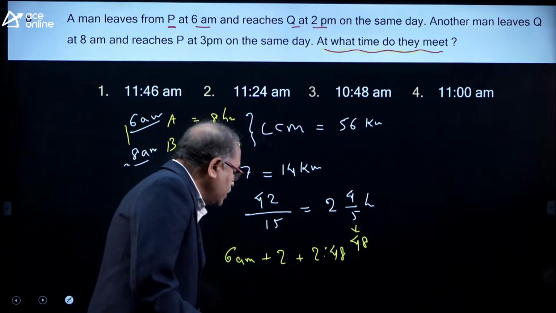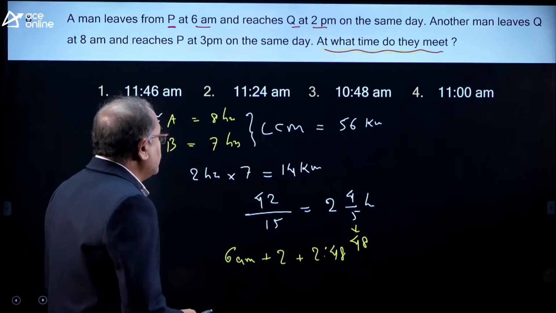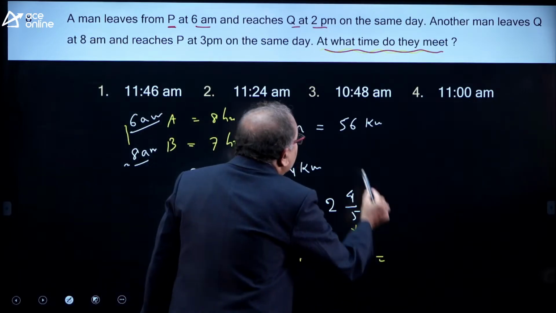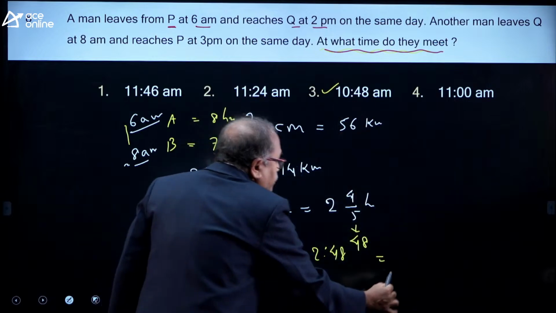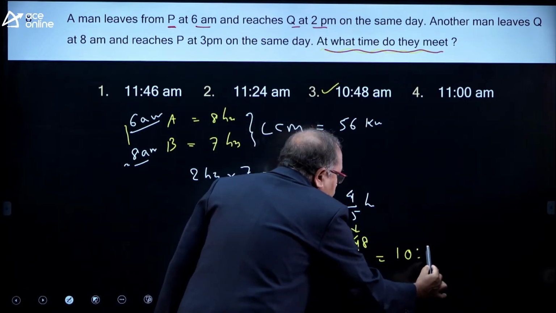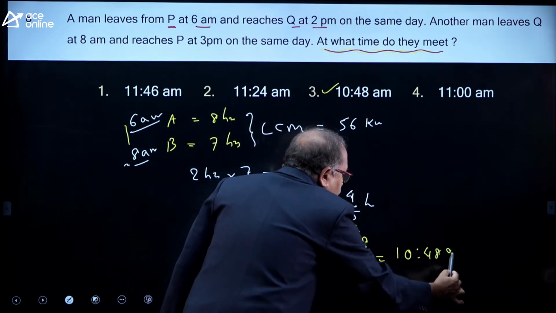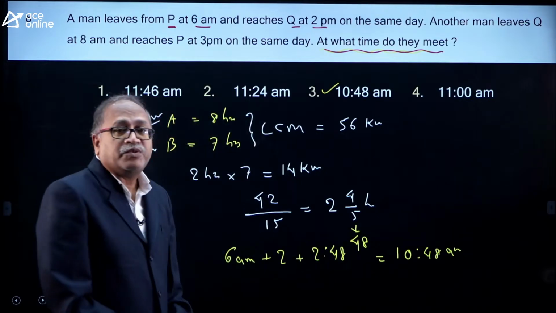Hope everyone is understanding it. 10:48 is there anywhere. I noticed that there is 10:48. So, my answer is 10:48 a.m., both of them will be meeting.